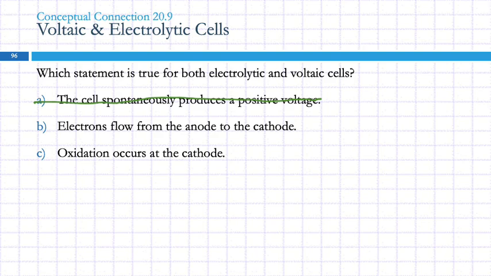Electrons flow from the anode to the cathode. I don't know about you, but I don't really want to think about that one. It's kind of confusing, right? So let's see if the last one's a little easier.